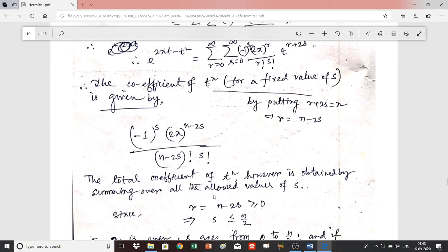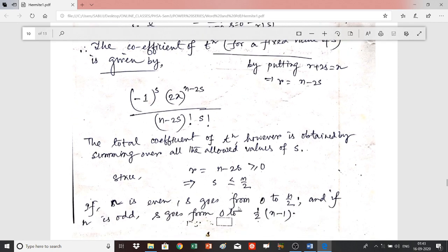The total coefficient of t to the power n can be calculated by summing over all these terms, for the allowed values of s. And what would be the allowed values of s? Since r is equal to 0 to infinity, r is greater than or equal to 0, so n minus 2s should be greater than or equal to 0. From here you can write s is less than or equal to n by 2.